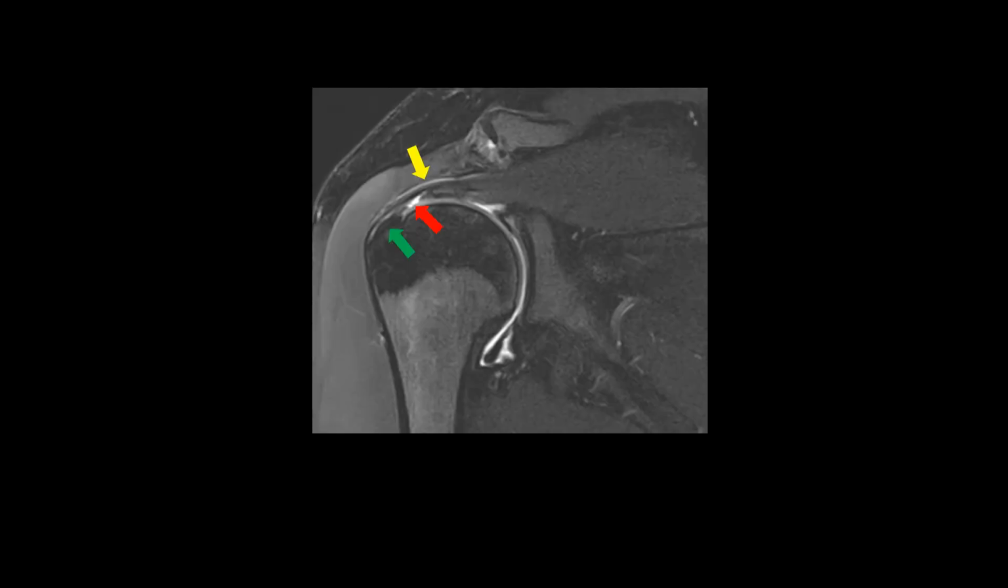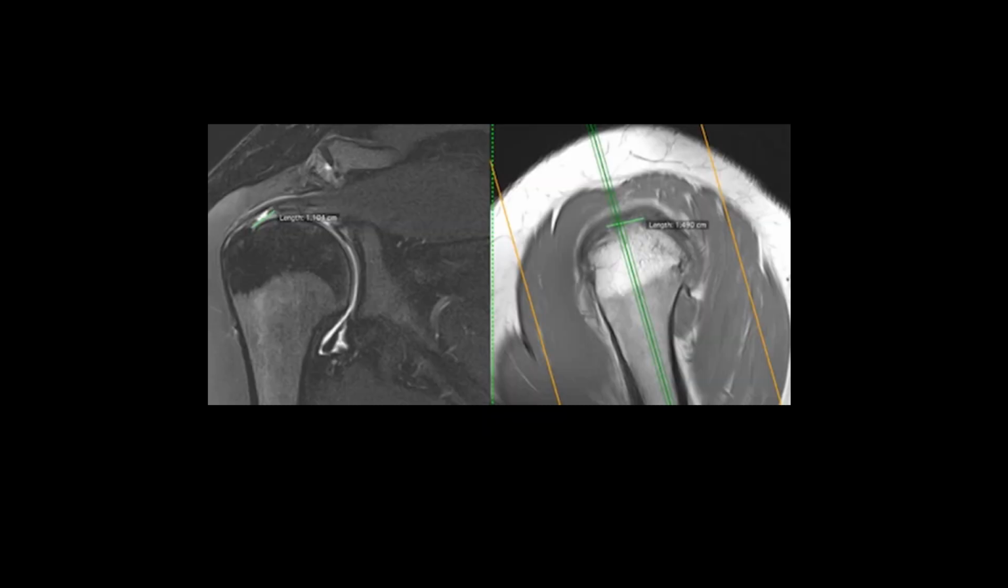This coronal STIR image shows that there is an undersurface more than 50% supraspinatus critical zone tendon tear as shown by the red arrow. The green arrow shows a footprint of the supraspinatus tendon which is intact. The footprint refers to the portion of the tendon which inserts to the greater tuberosity. The critical zone is approximately 1 cm proximal to the insertion. The yellow arrow points to the mild subacromial subdeltoid bursal fluid. Tendon tear should always be measured in 2 dimensions, and the thickness of the tendon affected should also be mentioned.